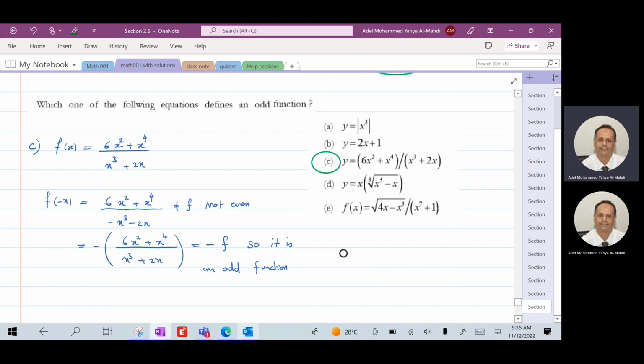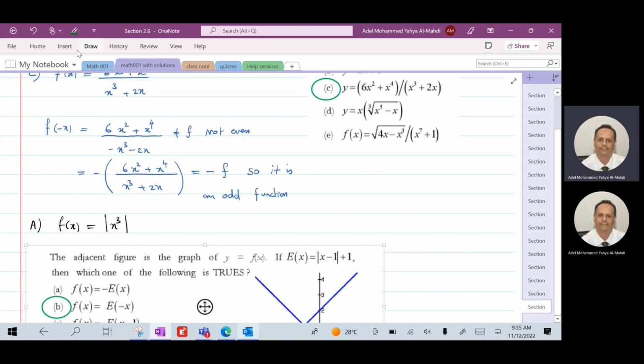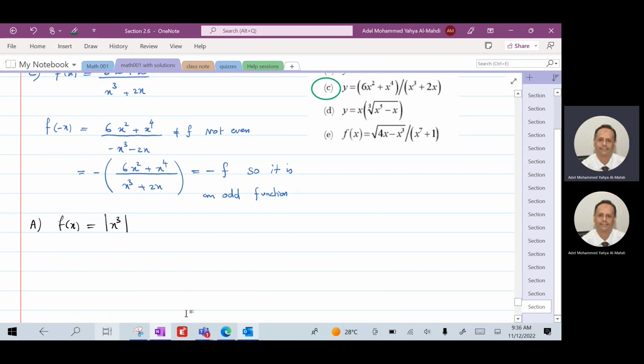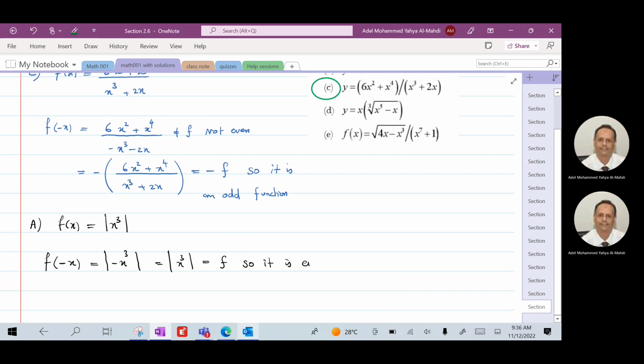Let me show you maybe the first one. What's the first one? So A, f of x is equal to the absolute value of x cubed. So here, if you test even-odd properties, f at minus x is going to be what? Minus x to the power 3. And we know that we have a property, it is the absolute value of x cubed. And this one is the same as f, so it is even. It is even.